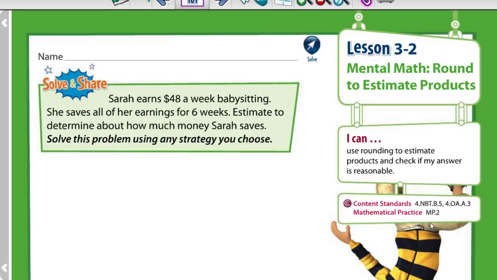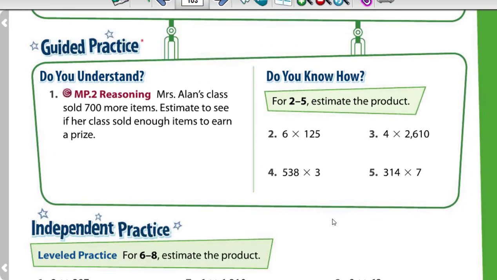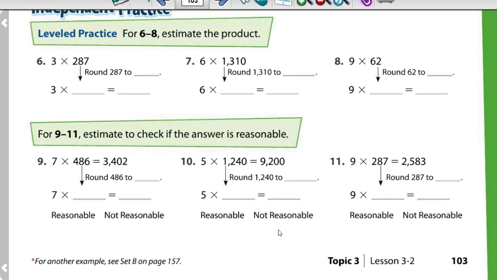Our lesson for today is round to estimate products. What we will learn today is to solve questions like these. Estimate the product. 3 times 287. So we will do rounding and after that multiply to get the product. The same for the second and third question.